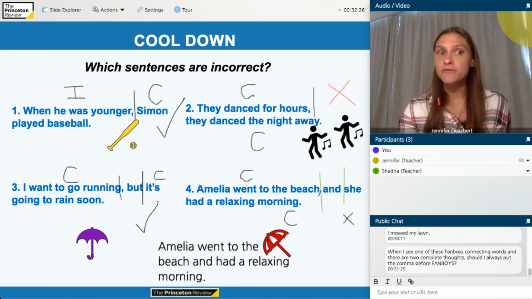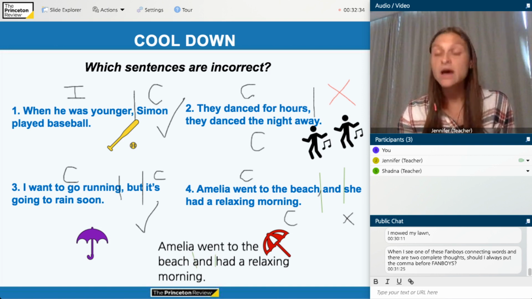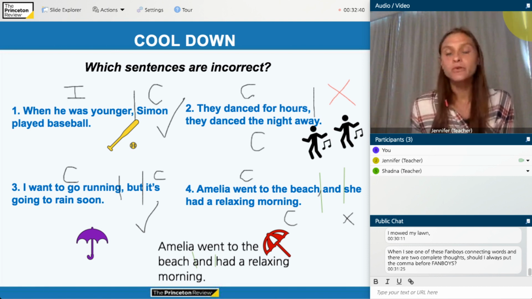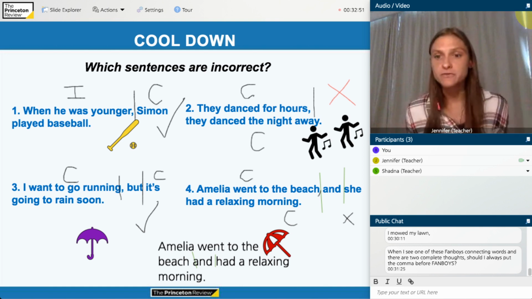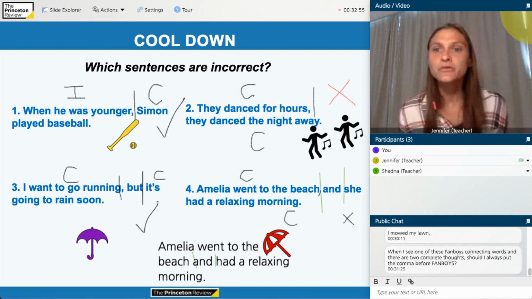So now if you were to look at this and think of it as two, you draw those two vertical lines around the and: Amelia went to the beach. That's complete. Had a relaxing morning is no longer complete because we took the she out. So for this one, you wouldn't need the comma before the fanboy. Hopefully that example clears up some of this confusion, because a lot of times we're not sure, do I need the comma? Do I use the comma?